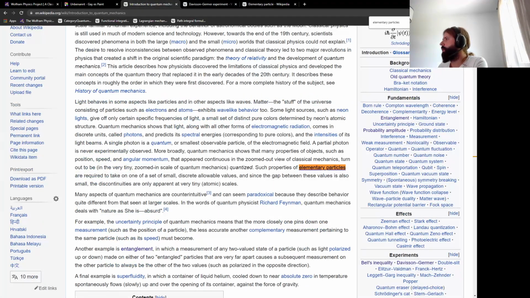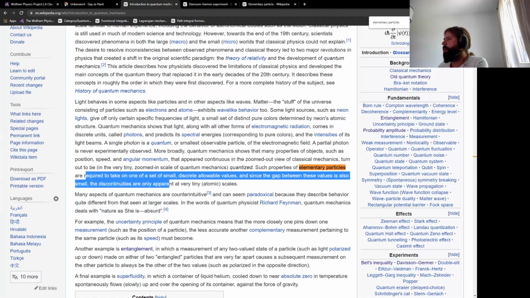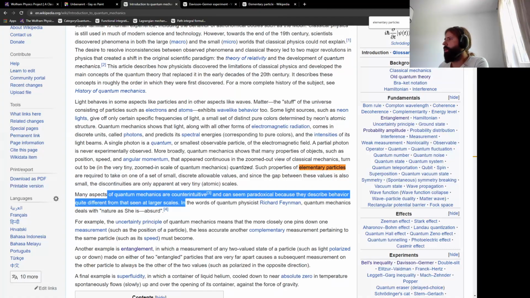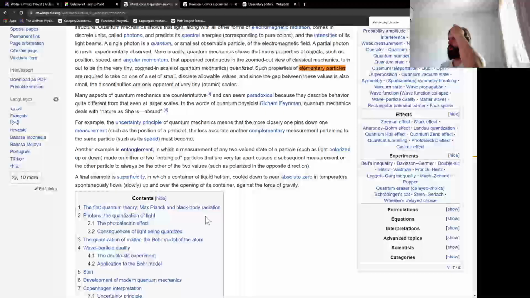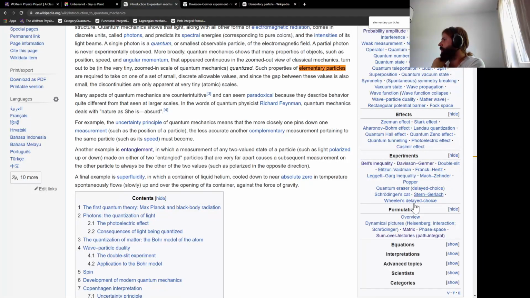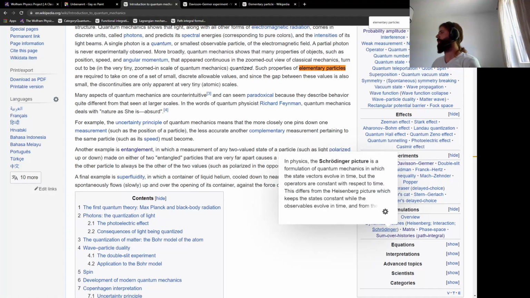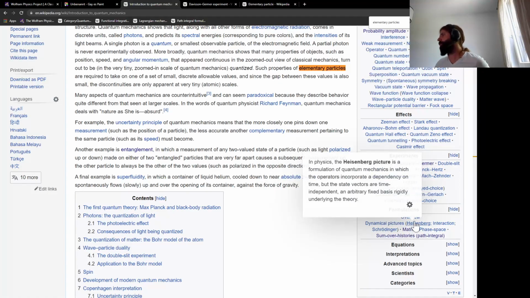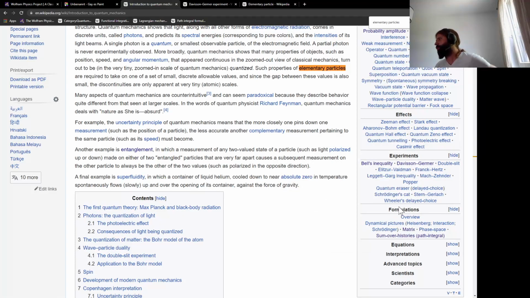the experiments, as derivatives. Okay, but then you've got the experiments. We've got formulations. So there's dynamical pictures, Schrodinger, phase space. So this is formulation. What I've been playing with currently is two formulations, which I understand at a high level. Of course, I don't know the details, nor would I by any chance be able to make any derivation of that.